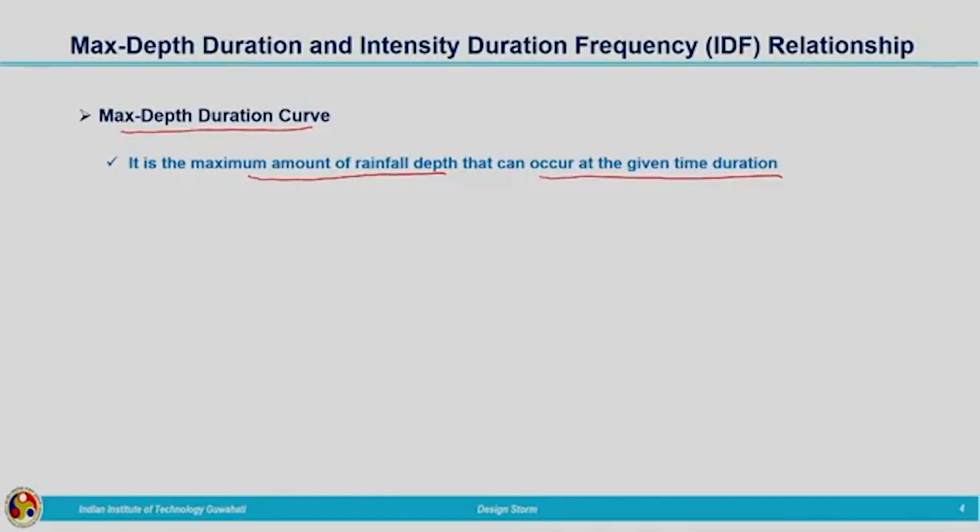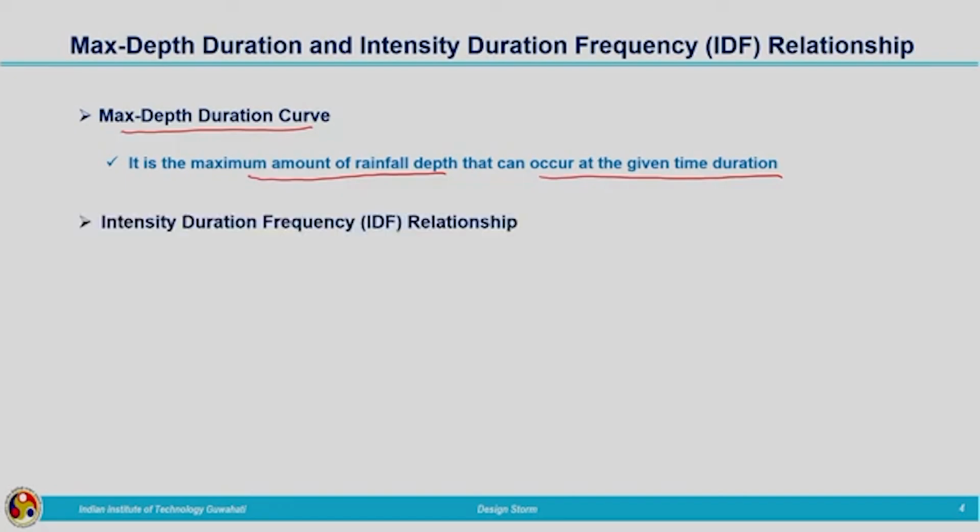For that particular design, what can be the possible value corresponding to the intensity of rainfall? That can be obtained based on the maximum rainfall depth. For a particular duration, this is the maximum rainfall depth. From that, we can calculate the intensity of rainfall corresponding to that duration. That can be obtained from the maximum depth duration curve.